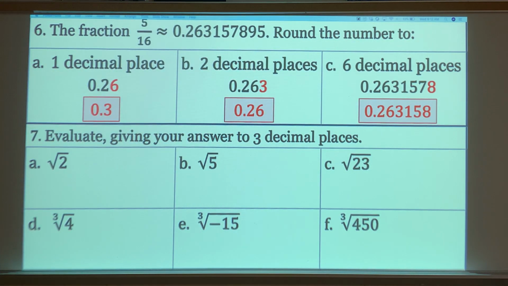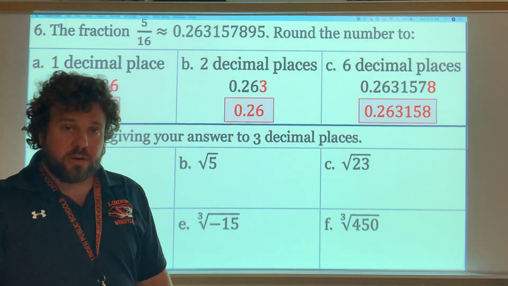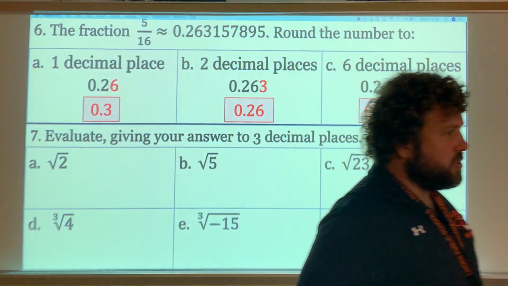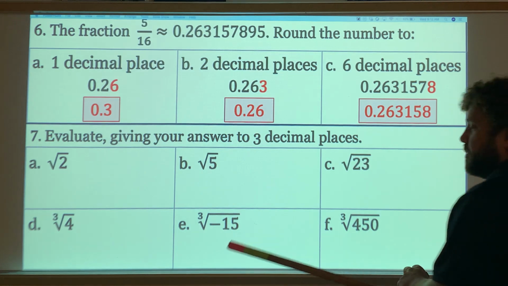Now, hopefully you guys are using a calculator. If you don't have a calculator at home, you should have a calculator right on your IB book website.